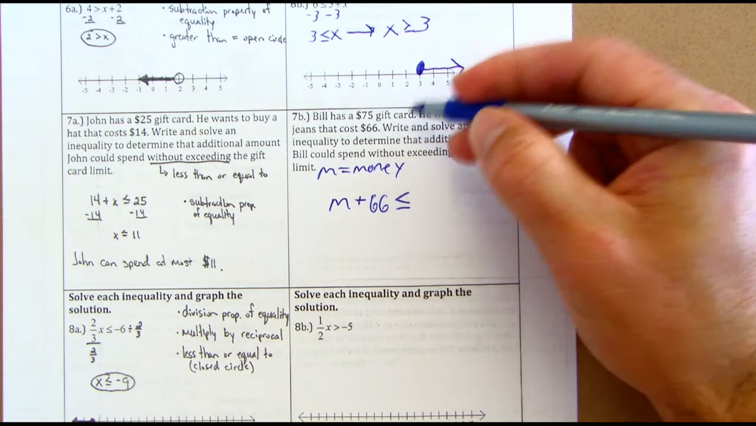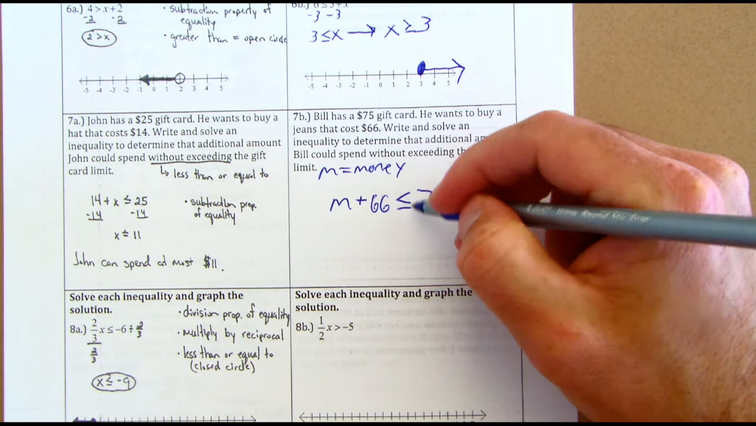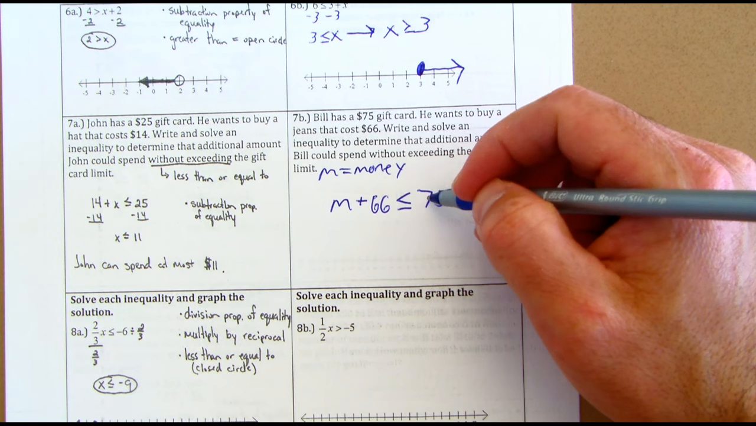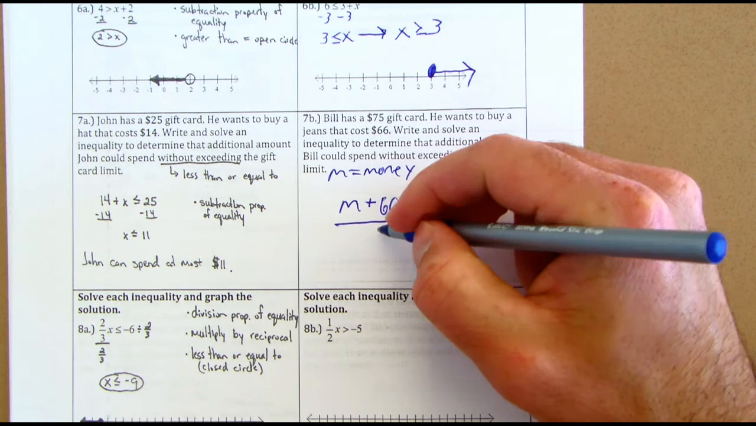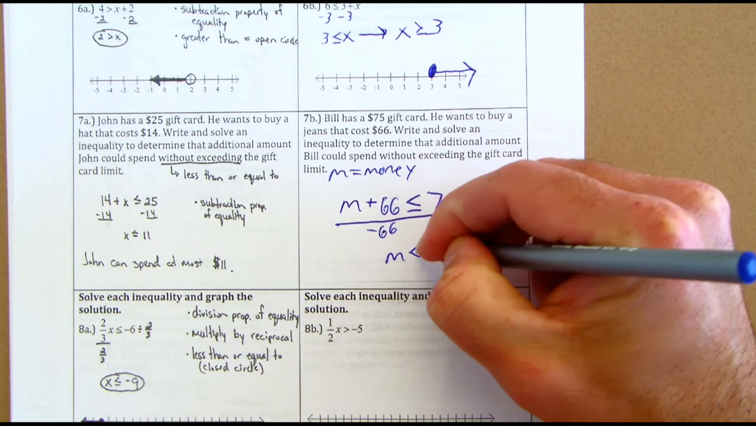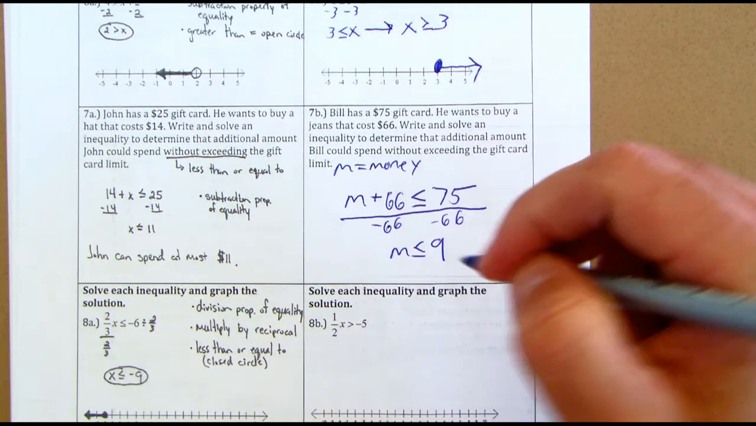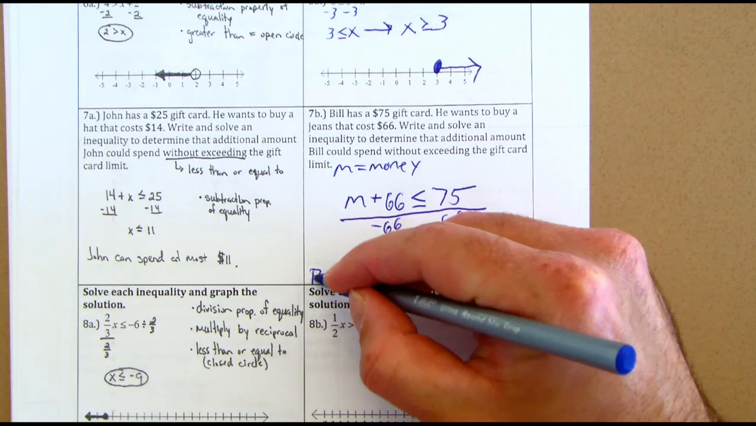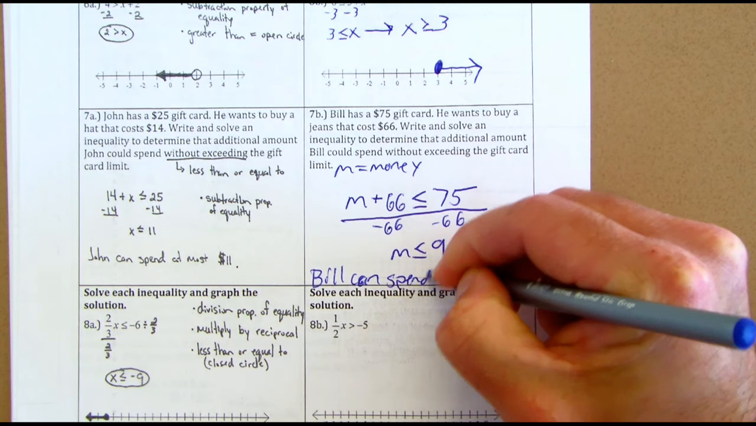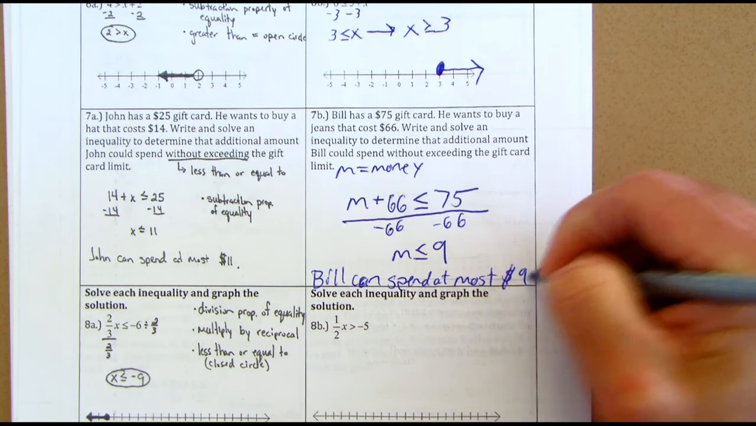And again, he's got this $75 gift card, so he has to be less than or equal to 75. Again, it can be equal to, that's totally fine. He's got a gift card for $75, so just can't go over that $75. So that's the inequality. Subtract 66 from both sides. We're going to get M is less than or equal to 9. So Bill can spend at most $9.